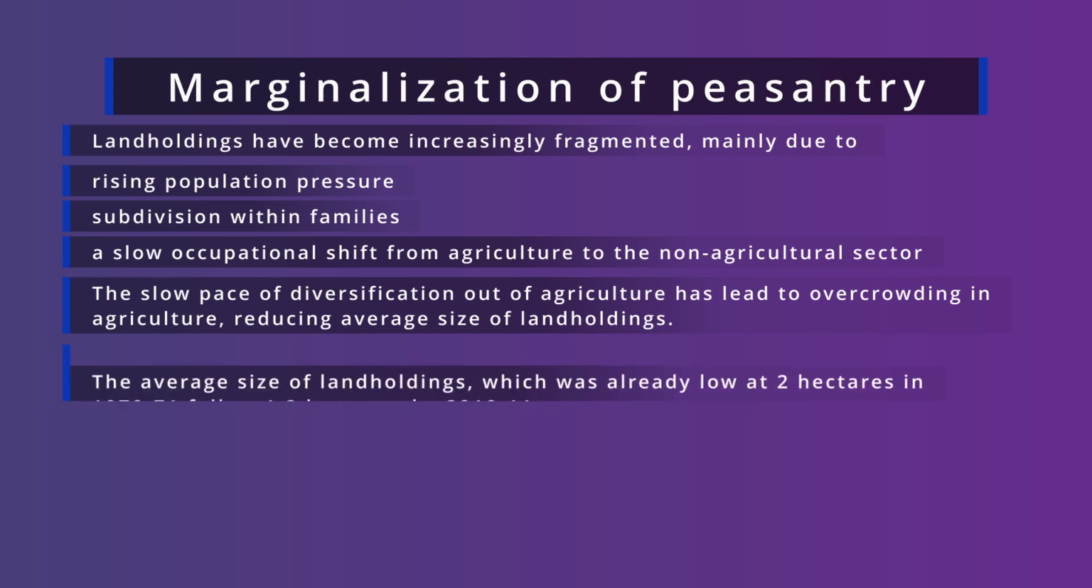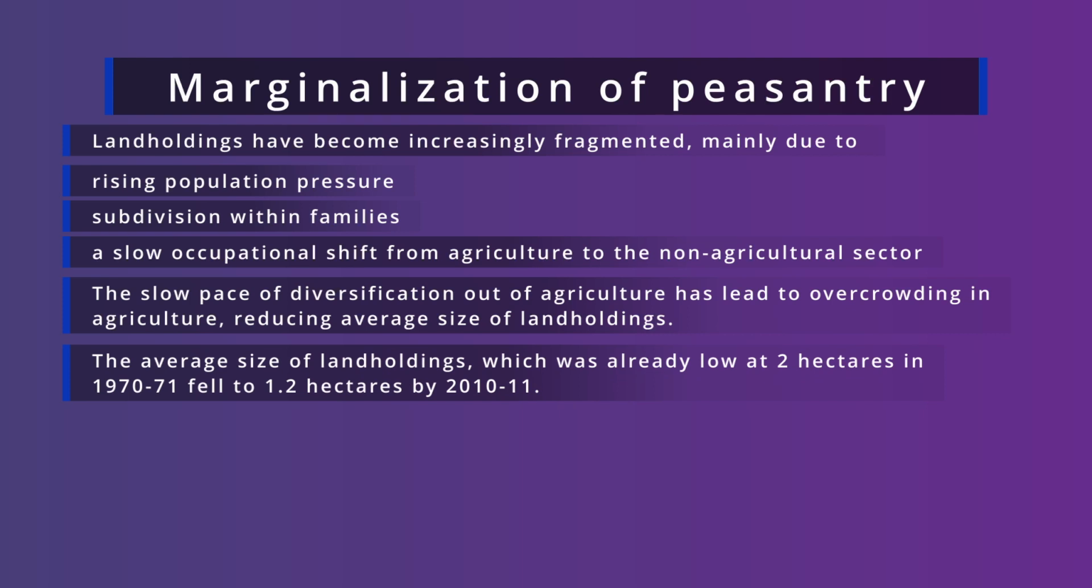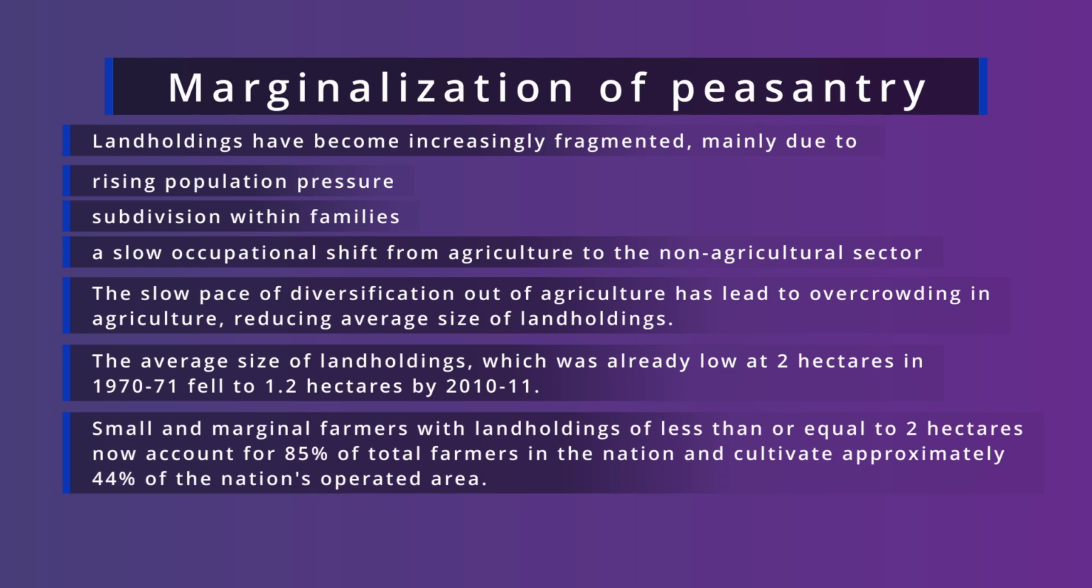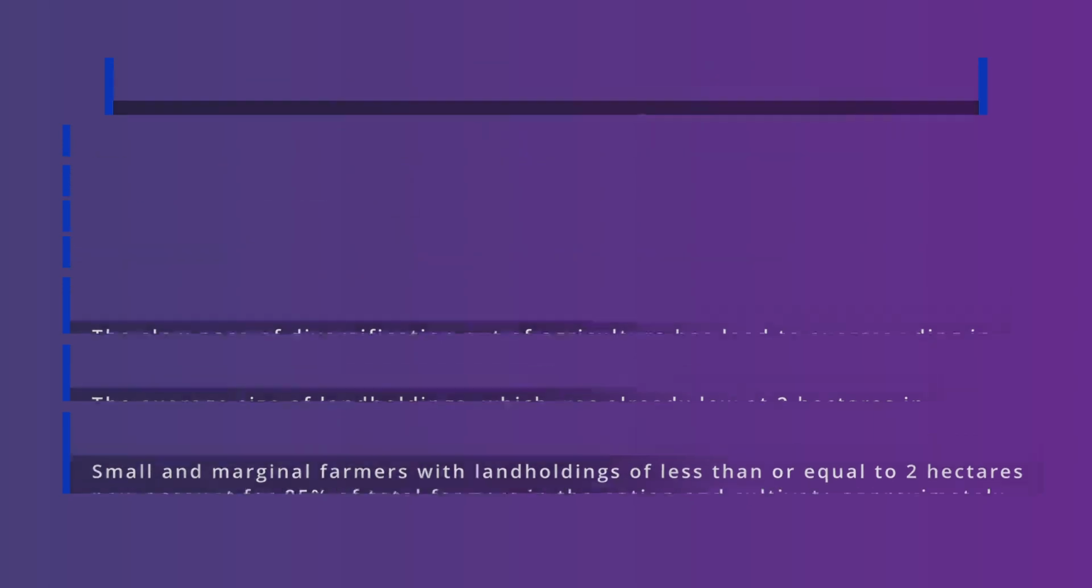The average size of landholdings that used to be about 2 hectares during 1970-71 has reduced to 1.2 hectares during 2010-11. It is also important to note in this connection that about 85% of the farmers in the nation are categorized as small and marginal farmers having a landholding size less than or equal to 2 hectares, and they operate about 44% of the operational holdings of the nation.